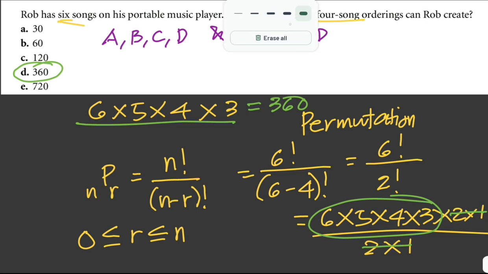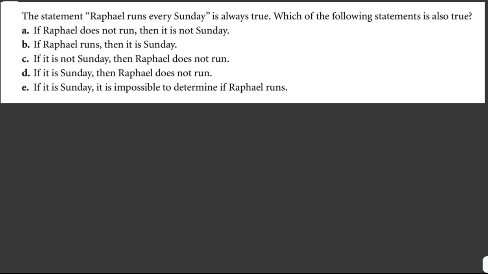Now let's solve another one. The statement Raphael runs every Sunday is always true. Which of the following is also true? If Raphael does not run, then it is not Sunday. If Raphael runs, then it is Sunday. If it is not Sunday, then Raphael does not run. If it is Sunday, then Raphael does not run. If it is Sunday, it is impossible to determine if Raphael runs.